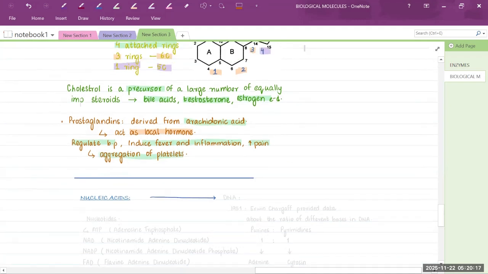So basically, if we take anti-fever medicine, that is antipyretic medicines, they depend on how well they inhibit the function of prostaglandins and reduce the fever. Okay.